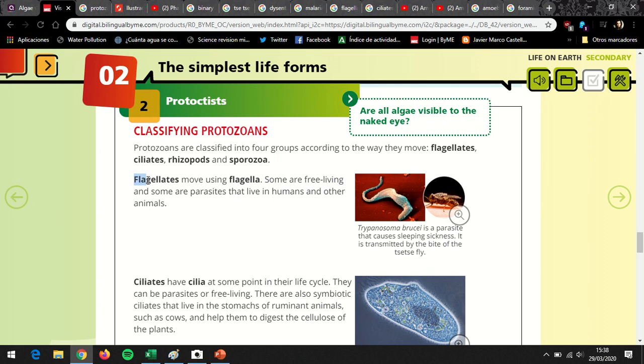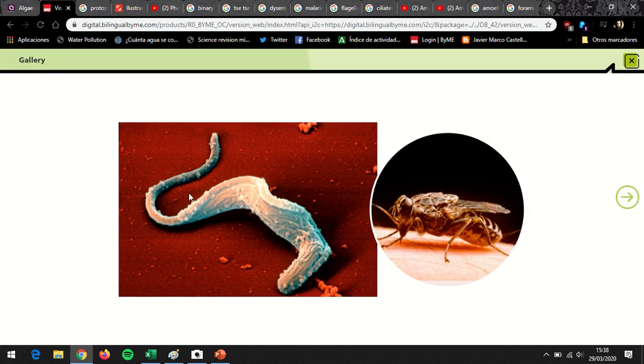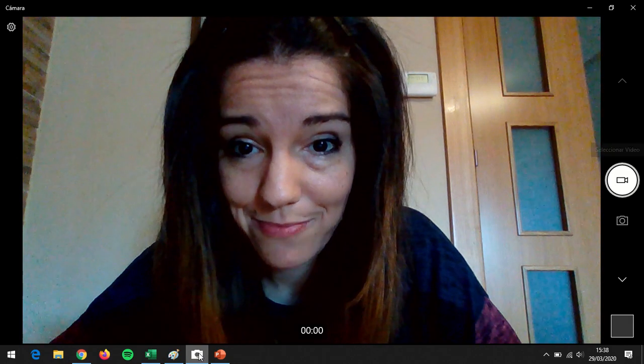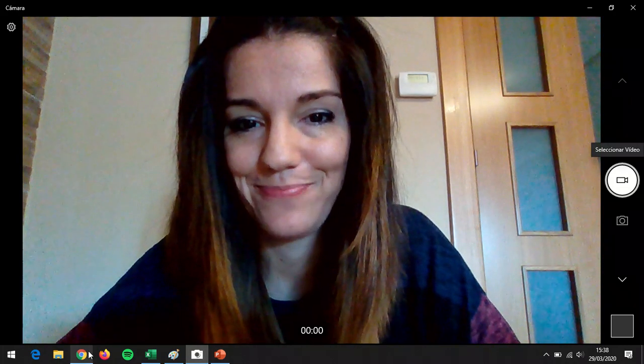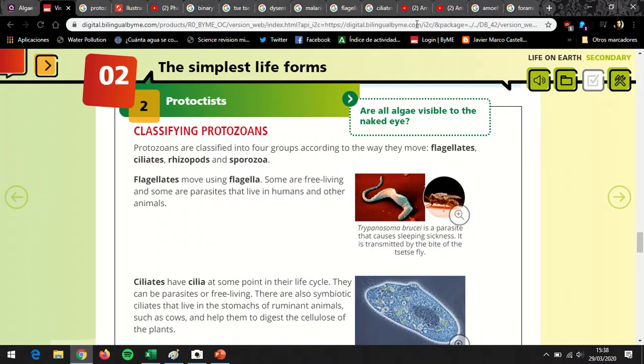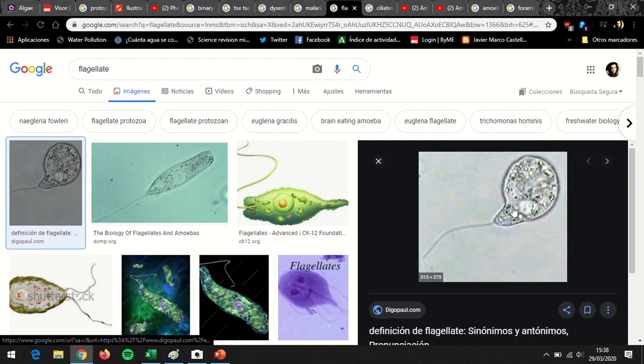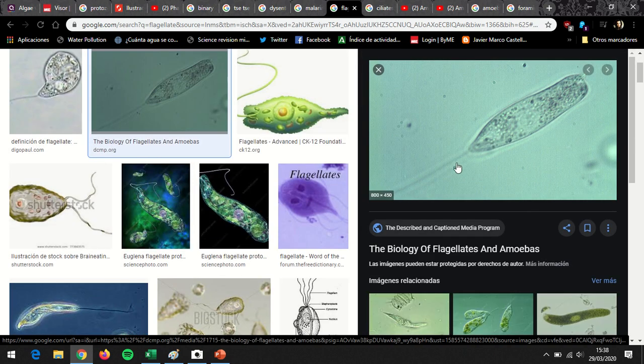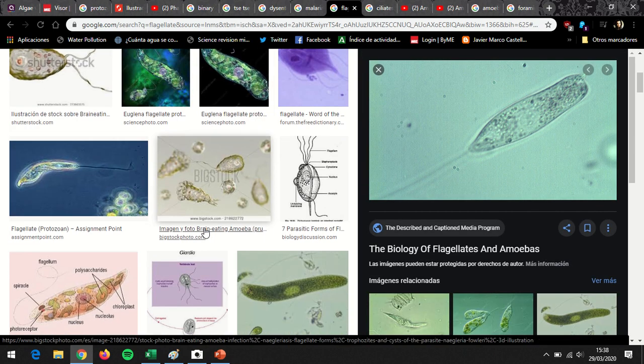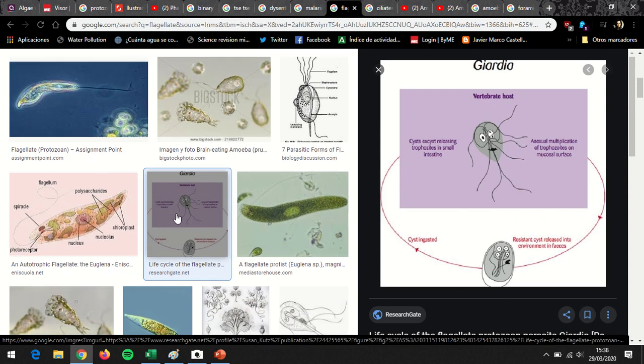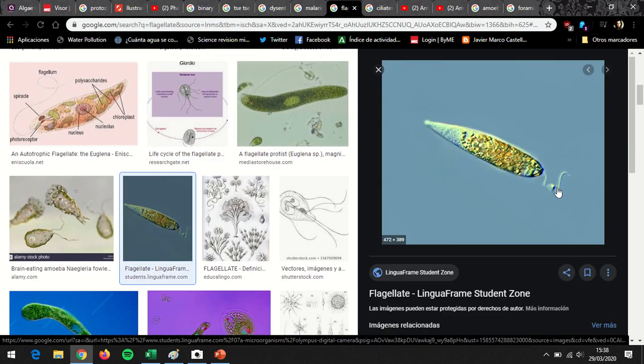We can have a type of protozoans which is called flagellates. Why are they called like this? Because they move using flagella. Okay, this would be the flagella of this parasite, which is Trypanosoma brucei, the one which is transmitted by the tsetse fly, causing what disease? Sleeping sickness. Remember that. More examples of flagellates would be, here you have another one with one flagella, another one with another flagella. Some of them can have more than one, such as Giardia as well. Okay, another one with one flagella.